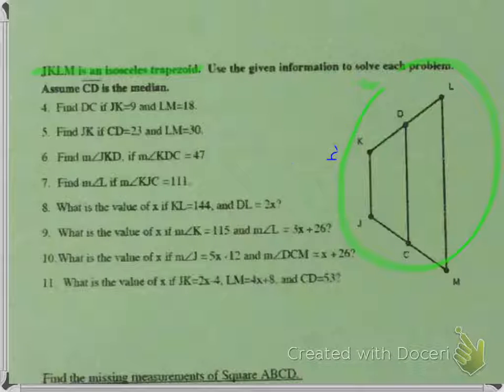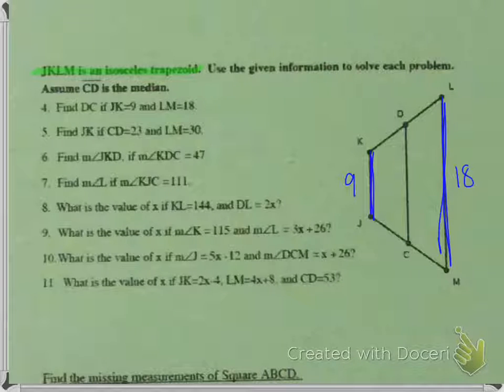Alright, so I'm going to erase this so we can start working on some of these problems. So it says, and remember, we're treating each of these problems as a separate situation, because in each one it says if, so it's giving you a new situation each time. Okay. Alright, so it says find DC if JK, which is this part here, is 9, and LM, which is this part here, is 18.